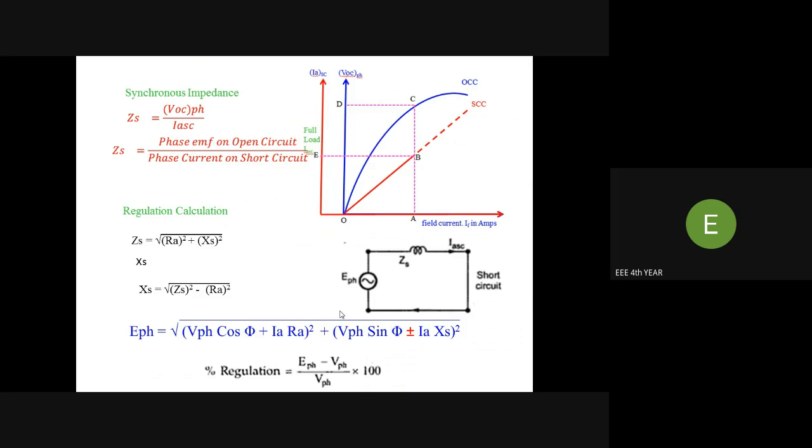Here, how this induced EMF formula is available is by means of the phasor diagram of the different types of load. First, we consider the unity power factor load. Here V phase is taken as reference. The current is in phase with it. The Ia Ra drop is in phase with the V phase, and Ia Xs is exactly at right angle to the Ia Ra drop.